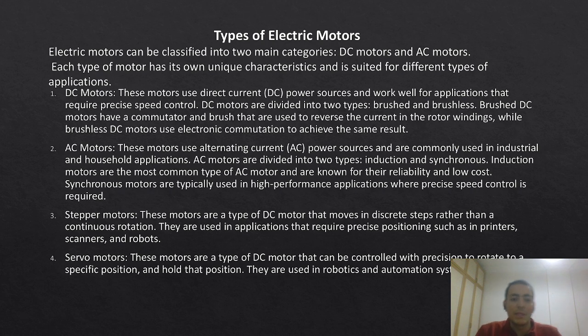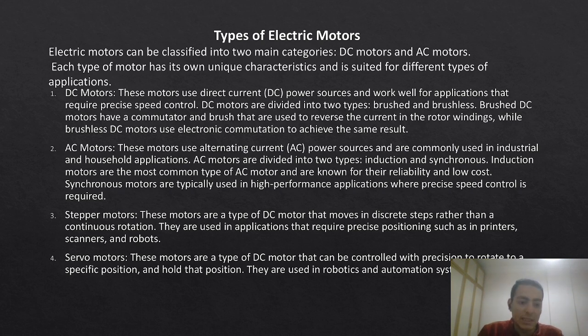AC motors. These motors use alternating current power sources and are commonly used in industry and household applications. AC motors are divided into two types: induction and synchronous. Induction motors are the most common type of AC motor and are known for their reliability and low cost. Synchronous motors are typically used in high performance applications where precise speed control is required.